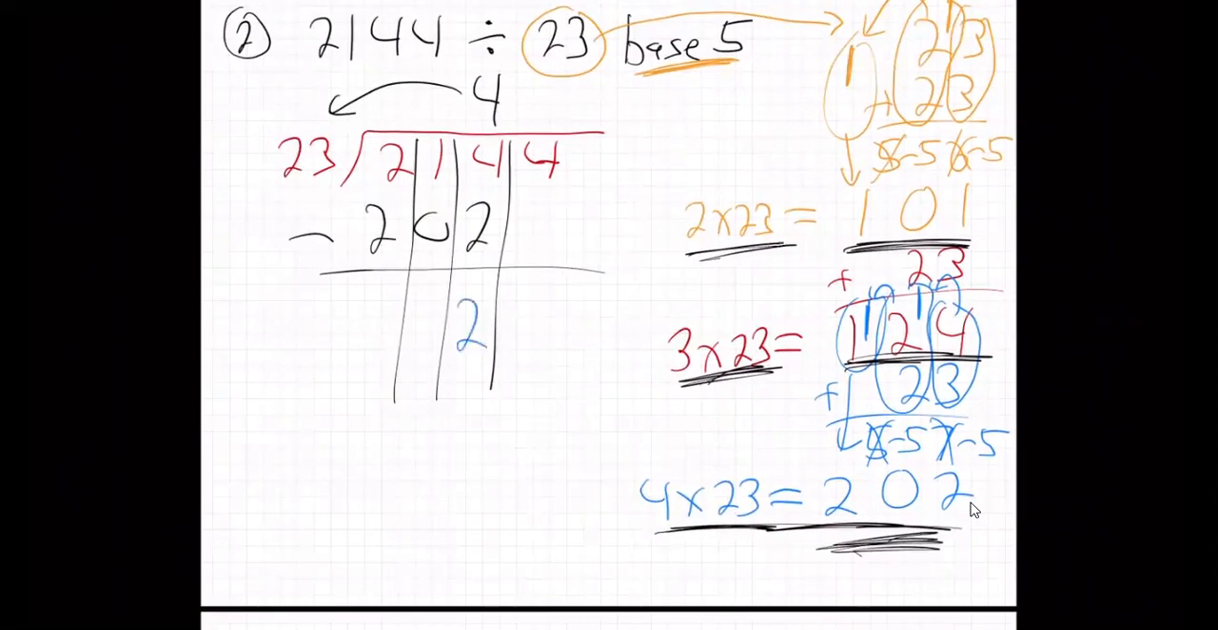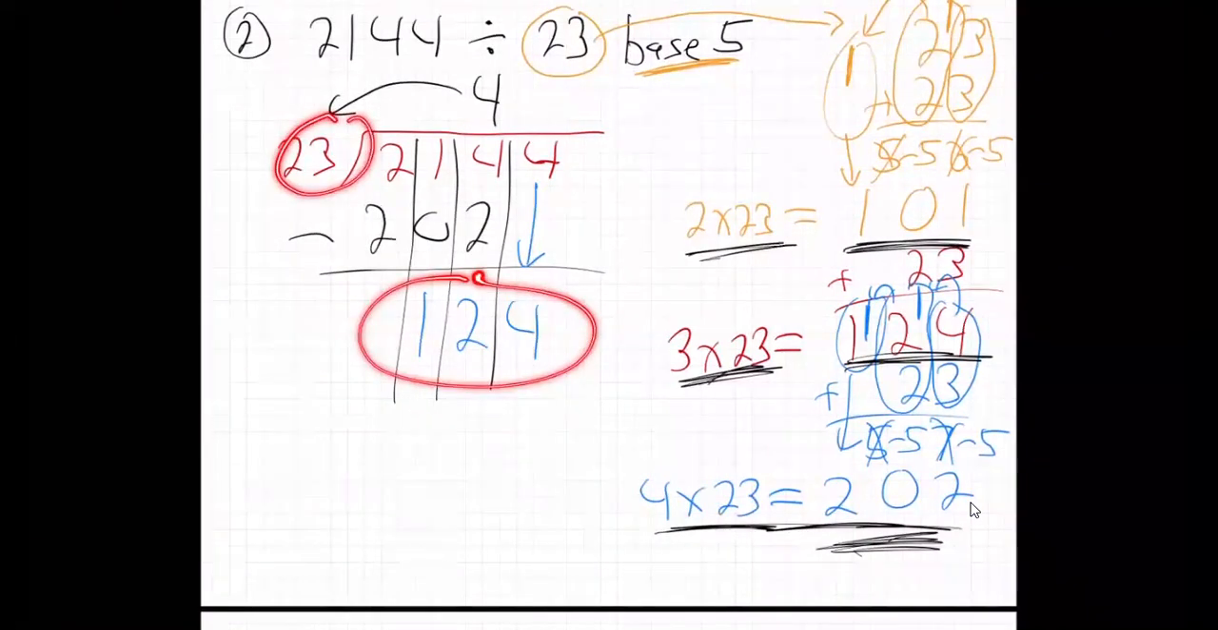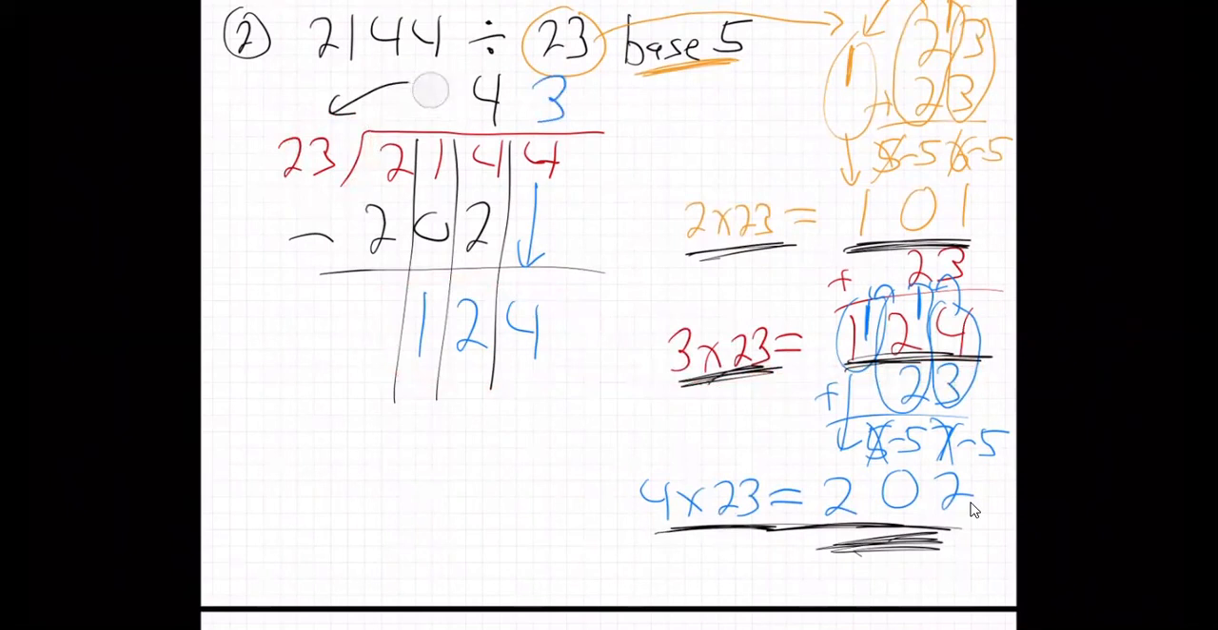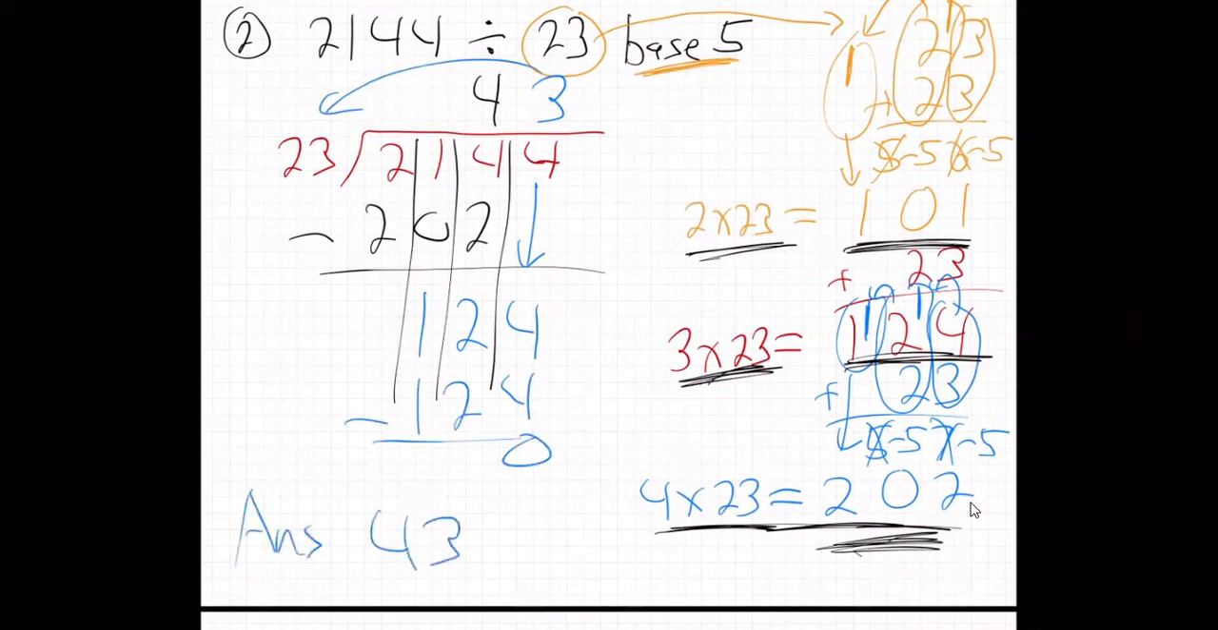What does this leave us? This is 2 and 1. That was easy. No carrying involved. What's my next step? Bring down that 4. How many times does 23 go into 124? 3. That's right here. That's why we did these. 3 times 23, 124, done. Our answer is 43. And there we go.